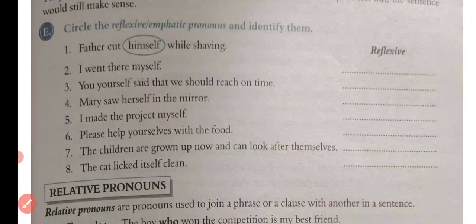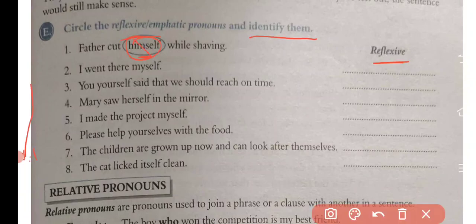The second sentence here is: I went there myself. So I went there. If we remove this myself, the sentence still gives the sense, so this will be emphatic. So here you will write down emphatic.